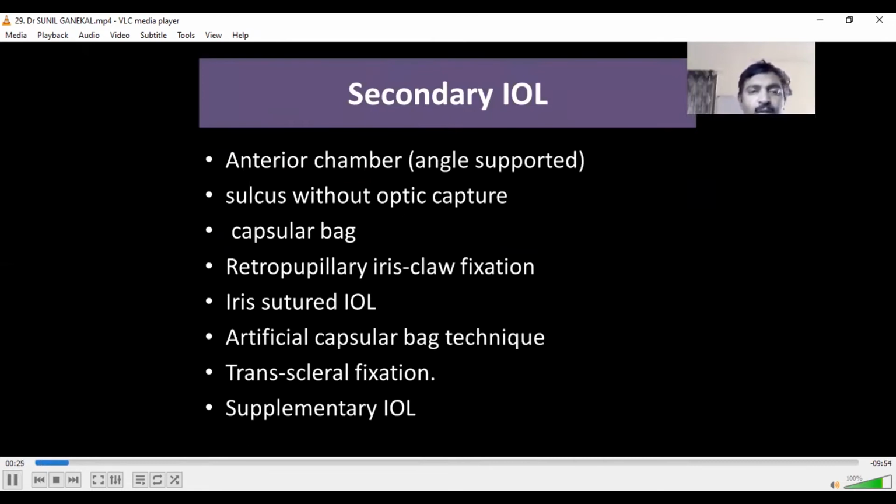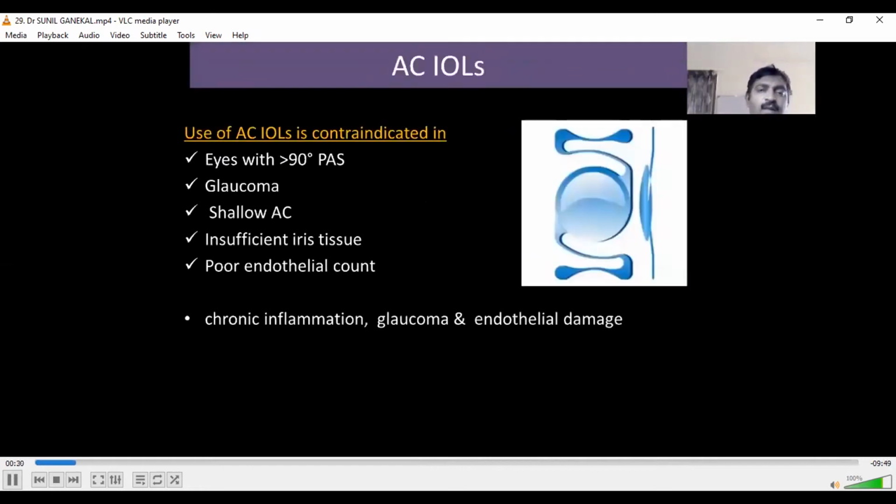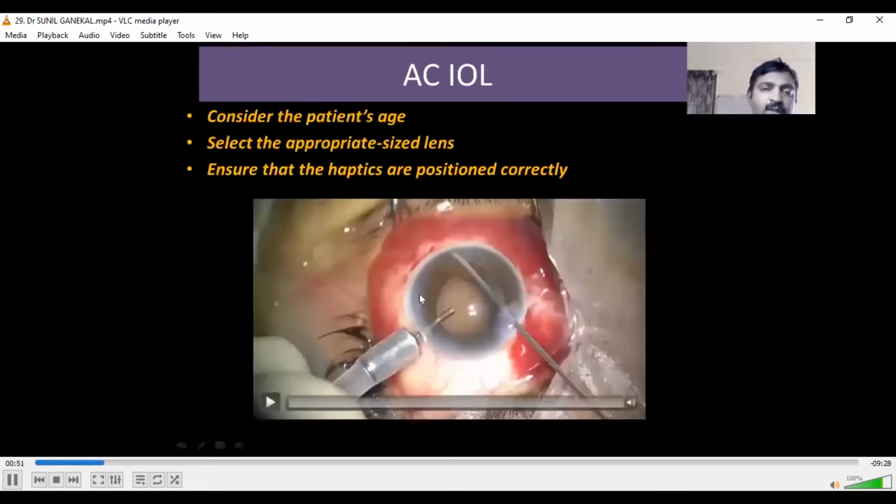It starts from anterior chamber IOL to iris claw IOLs to iris sutured IOL to transscleral fixation of the IOLs. ACIOL is one of the easier techniques to do. The haptics are quite flexible, but there are some cases where it is contraindicated, like eyes with a large degree of peripheral anterior synechiae, those who have glaucoma, shallow AC, insufficient iris tissue, and poor endothelial count. These IOLs are contraindicated, and these can also cause chronic inflammation and endothelial damage.